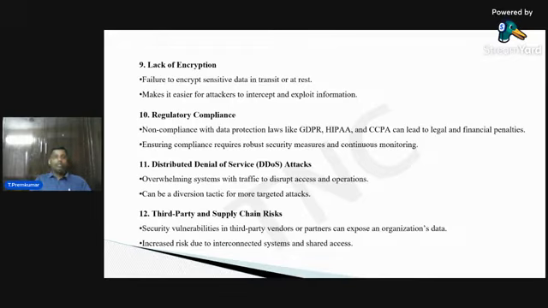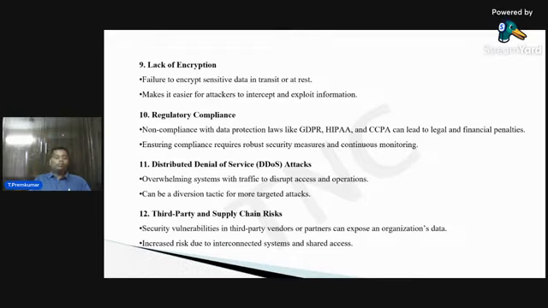In the case of denial of service attacks, systems are overwhelmed with large amounts of traffic, which disrupts access and operations, so that it can be a diversion tactic for more targeted attacks.